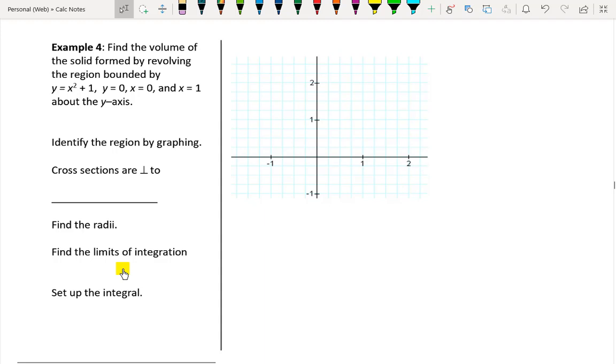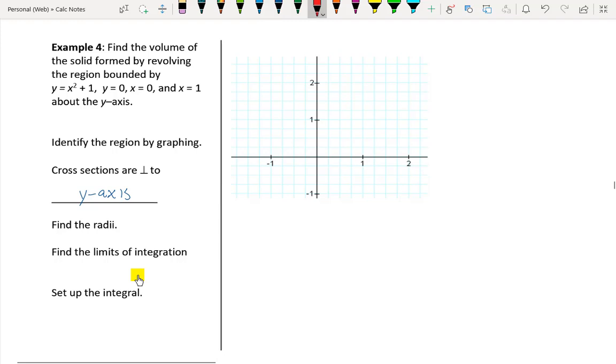Okay, so find the volume of the solid formed by revolving the region bounded by y equals x squared plus 1, y equals 0, x equals 0, and x equals 1 about the y-axis. Okay, so as soon as it says about the y-axis, I know that my cross sections are perpendicular to the y-axis, which means my limits of integration have to go with y values now, not x values. So let's graph all of these, I guess.